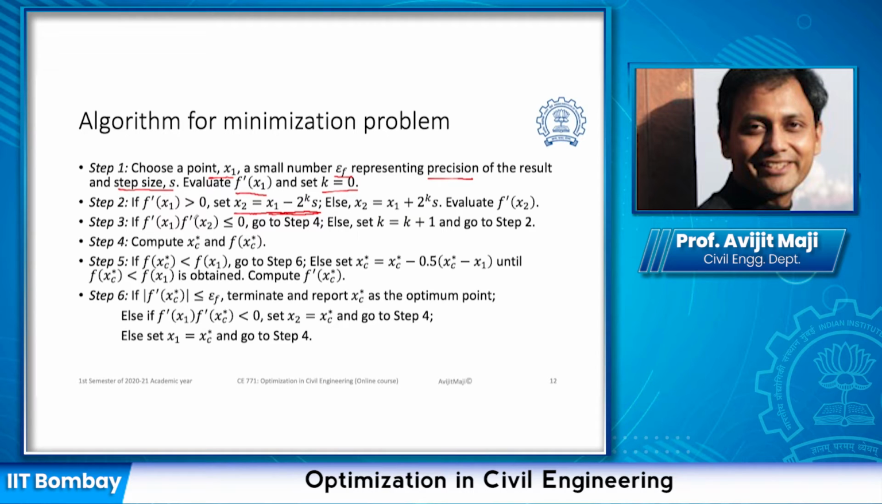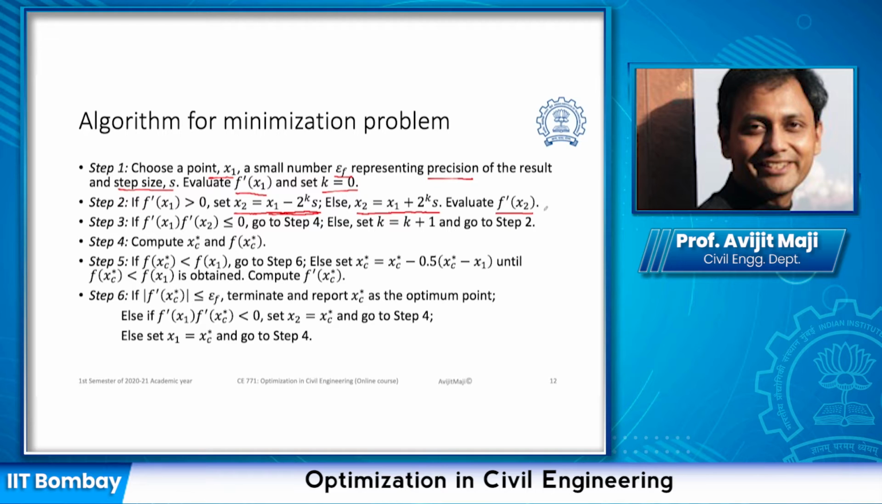If the slope of the objective function at x1 is less than 0, which is the negative slope, that means we are going in the direction where the objective function is going to further reduce. So we need to add this with x1 and get the x2 value. Once we get the x2 value, we can calculate the slope at the second point.